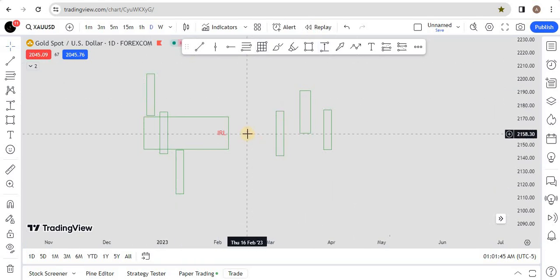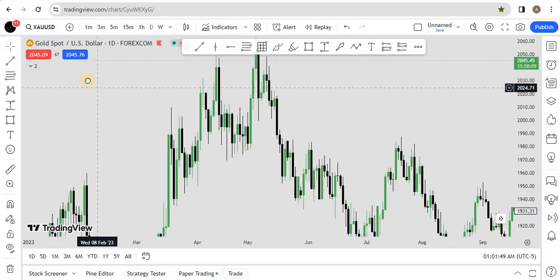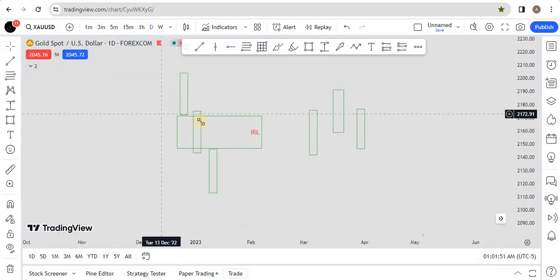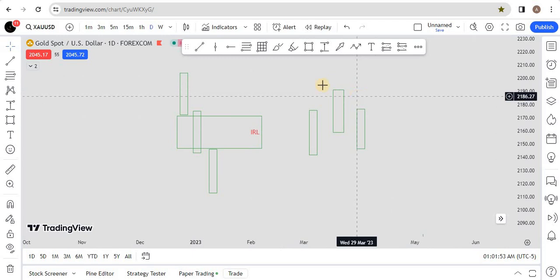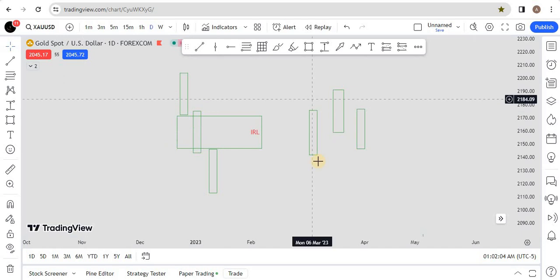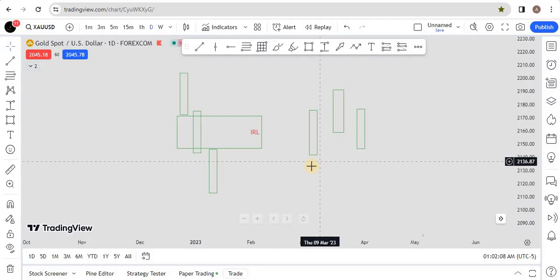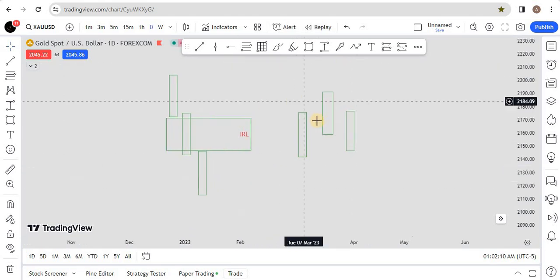So let's jump into the chart and I will show you an example. Internal range liquidity, external range liquidity, swing points, fair value gap, market structure: I already taught you these things in my previous videos. If you watch those videos, you will understand this clearly. If you haven't, please go and watch them before you come to this video.